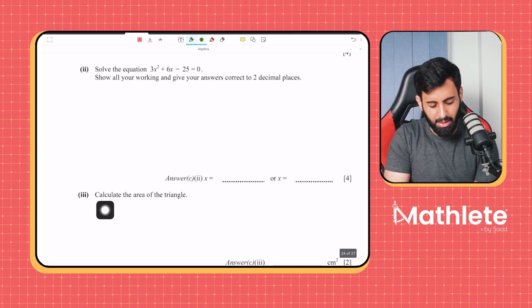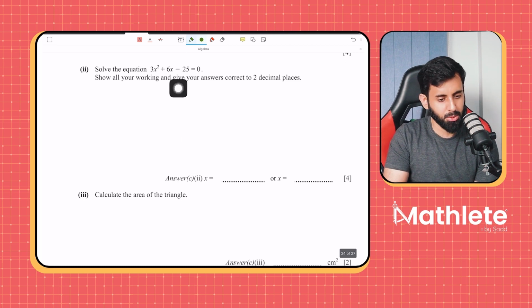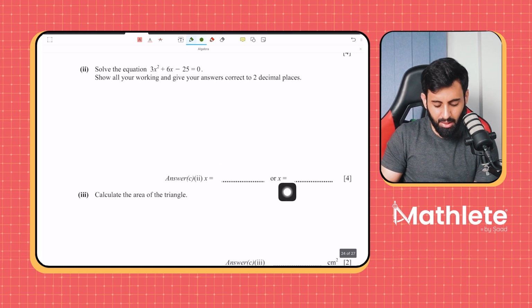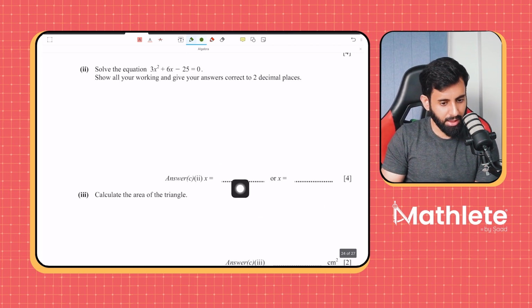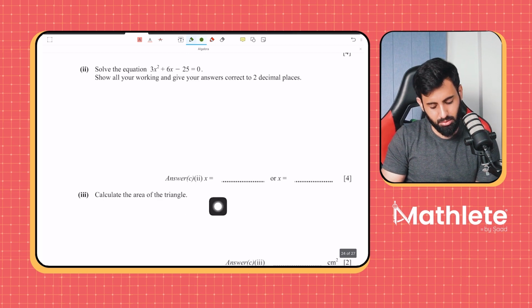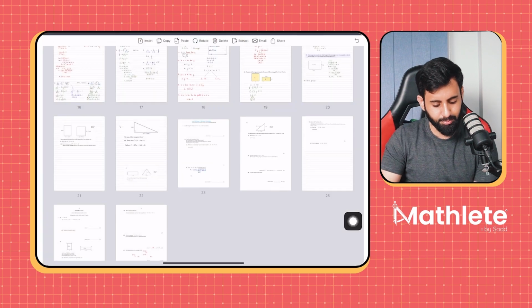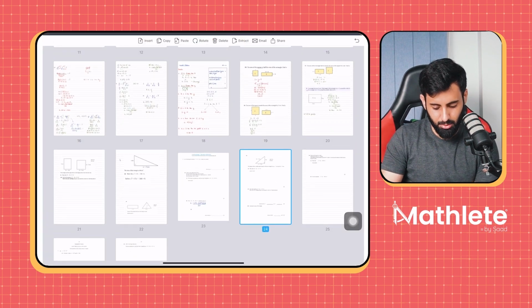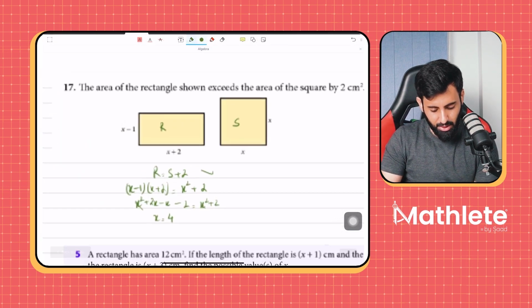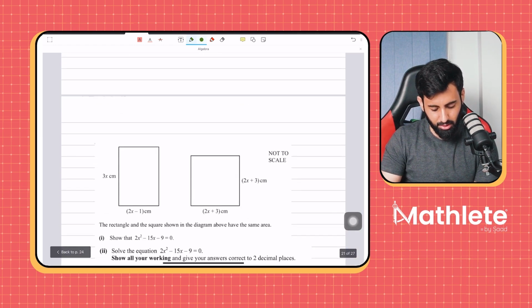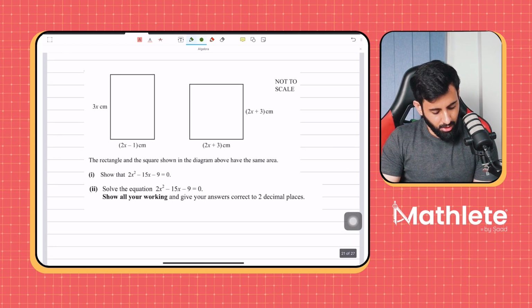The follow-up part where you have to calculate the area. That means you have to use one of the two lengths that you've calculated above. Now, this is the point where you will decide which length you're going to use. Mostly it's the positive length that we use because, as we know, length cannot be negative. So I hope that answers your question. I hope that clarifies it.